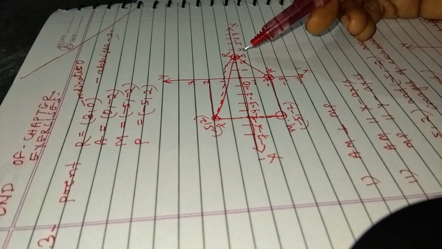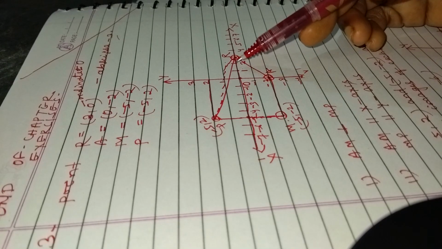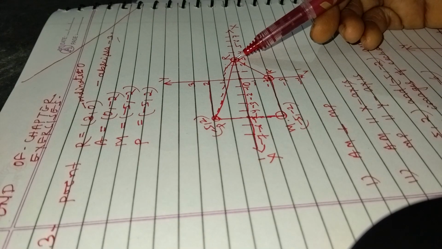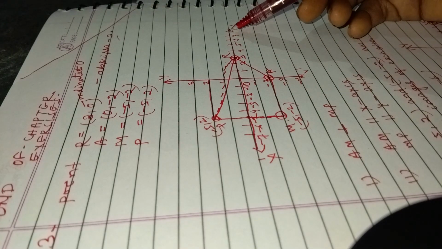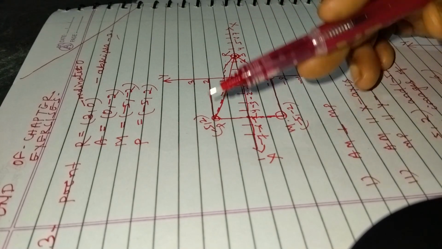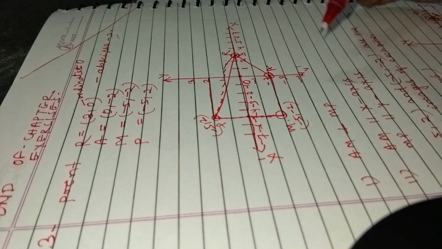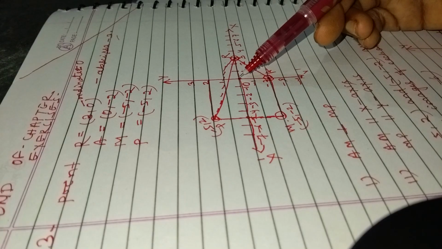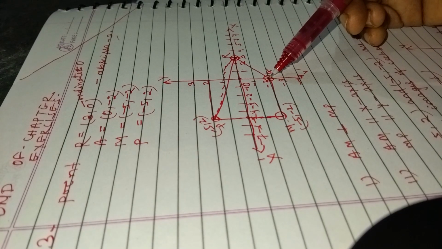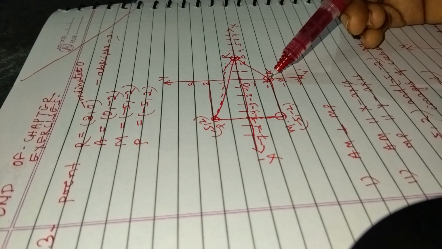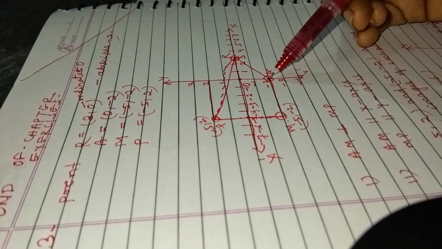Now first I have to plot R. It is (3, 0). This is 1, 2, 3. X is 3 and Y is 0. It is on your x axis. Similarly, A is (0, -2). This point is (0, -2). It is on your y axis.